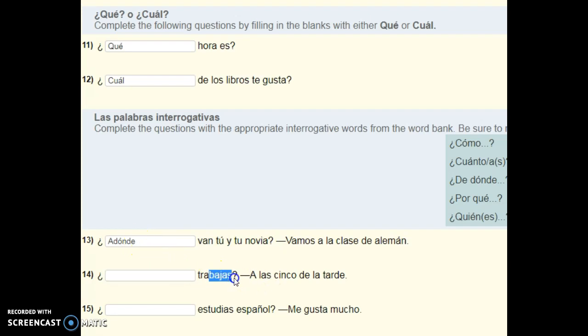Okay, trabajas, and the response is a time, so the reasonable question would be cuándo. If one of the options were a qué hora, you could use that too, at what time, but it's not one of the options in the word bank, so we're going to use cuándo. And then we're asking something about somebody studying Spanish. Their response is, I like it a lot. So the most reasonable question word there would have been ¿por qué? ¿Por qué estudias español? Me gusta mucho.